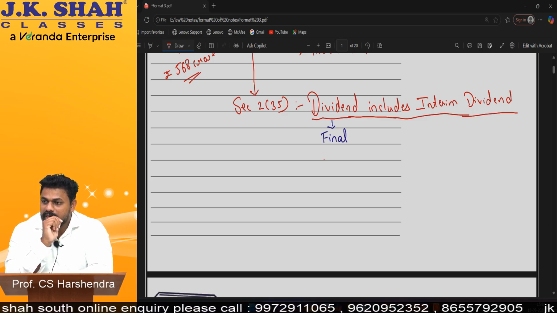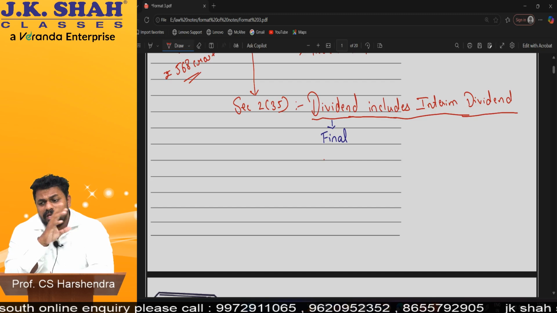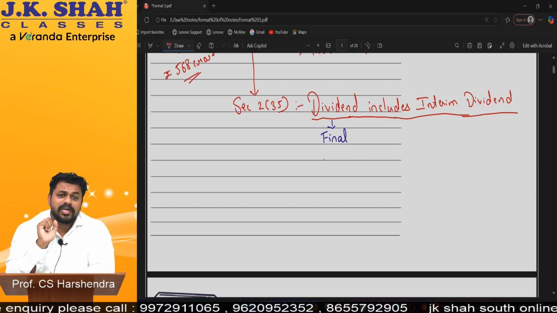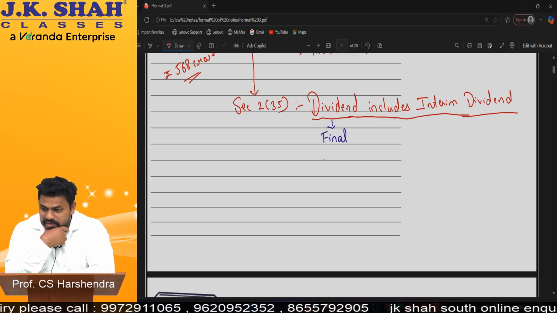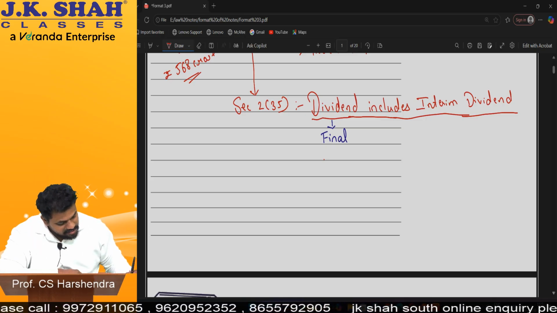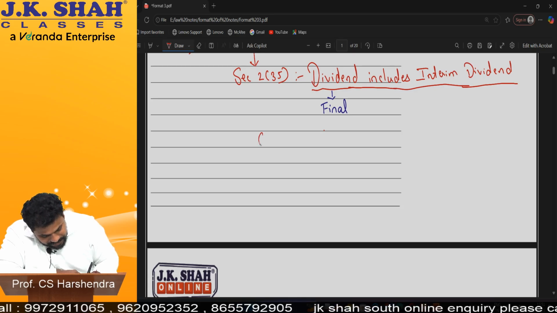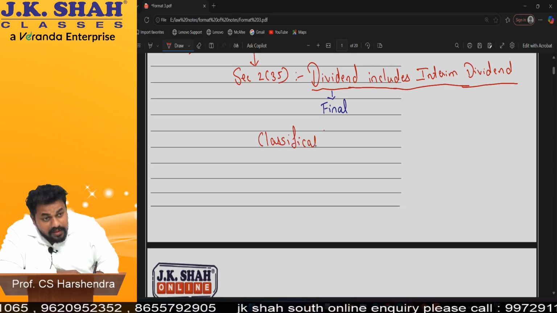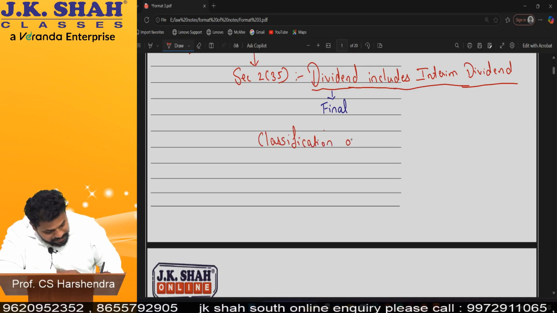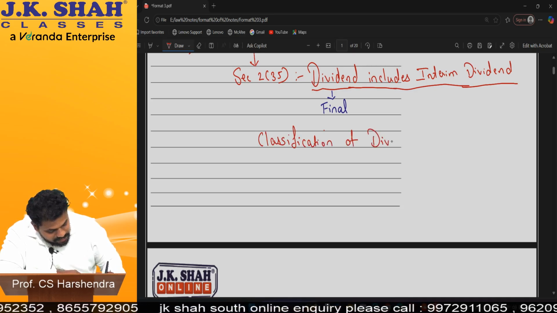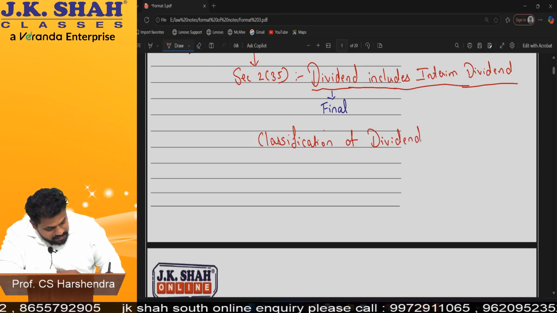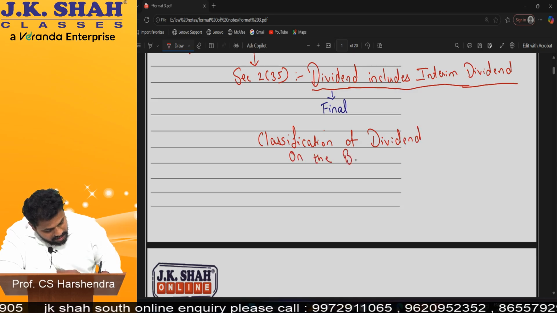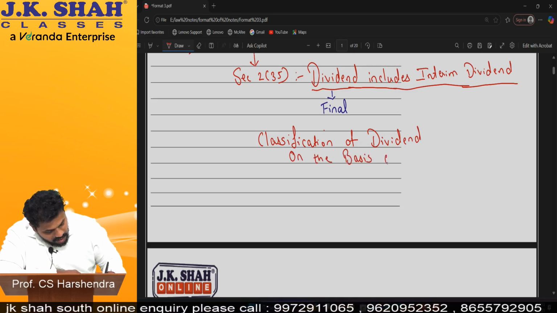Very good. So let's understand. And here now guys, there are many questions which you can ask me. It's a big area for asking questions. Let me see how many of you ask questions. So first is classification of dividend on the basis of time.